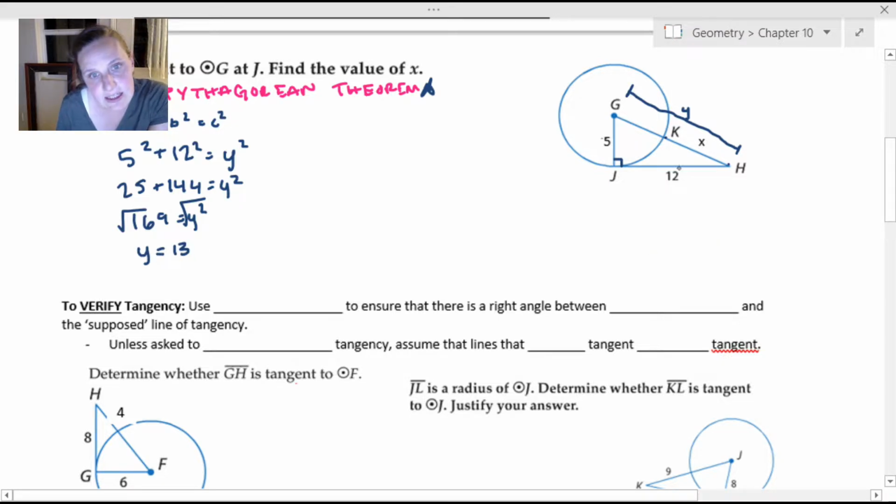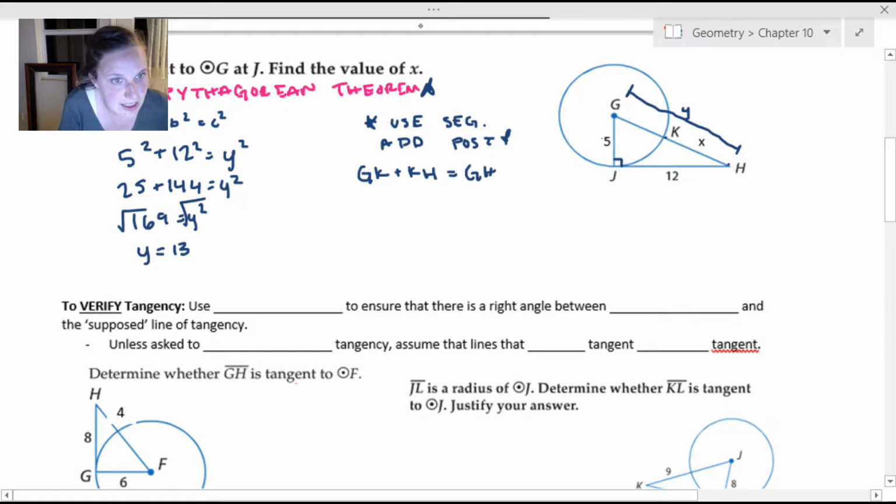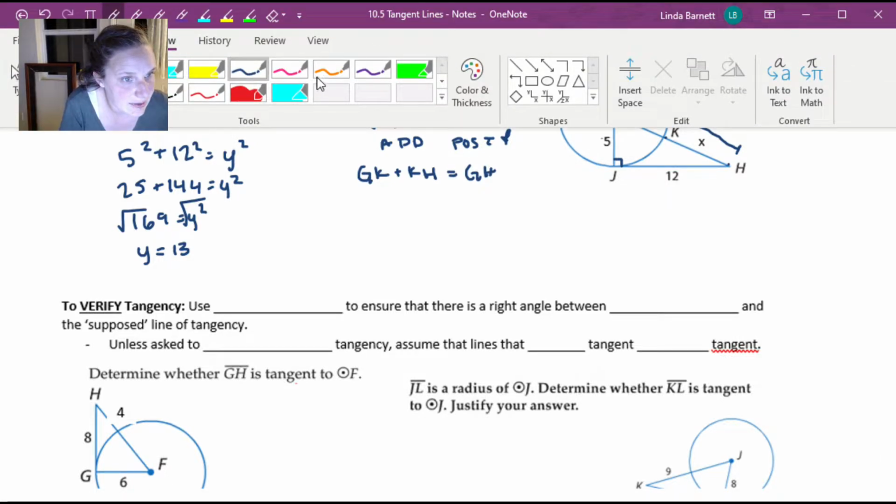But that's not the end because we're asking for x. So we're going to use segment addition postulate, and I even wrote a note. Use segment addition postulate. That's when the two small chunks add up to the large chunk. So GK plus KH is going to be equal to GH. In this one, we've got GK. What is GK? That's a good question.